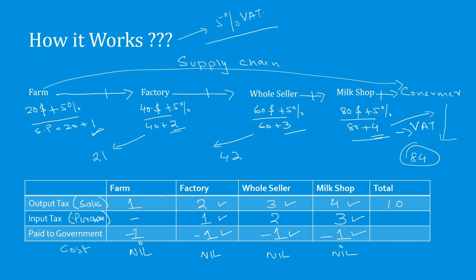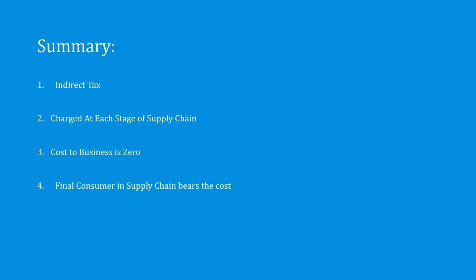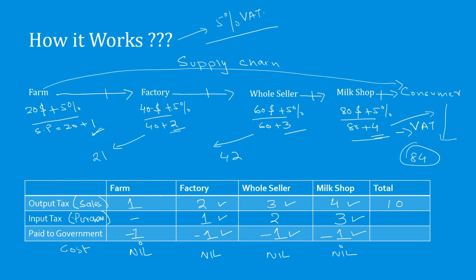So now let's go to the summary. Point number 1, value added tax is an indirect tax. It will never ever impact your income directly. Agreed? Point number 2, it is charged at each stage of the supply chain. You go back and see, starting from the farm to the milk shop, everyone is charging 5%, 5%, 5%. This is called staged taxation.